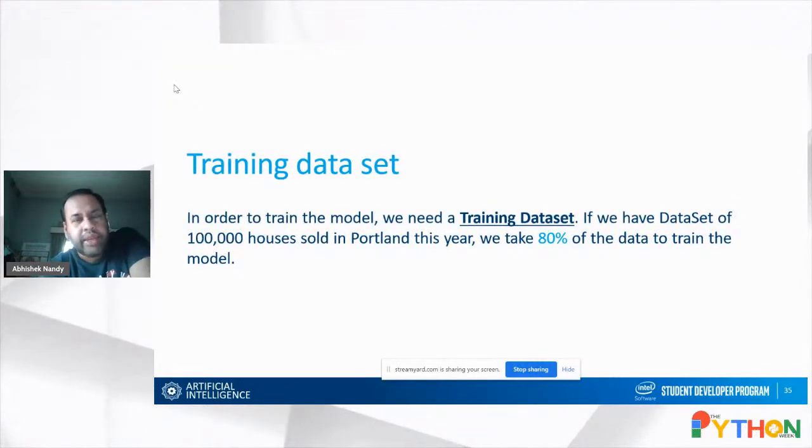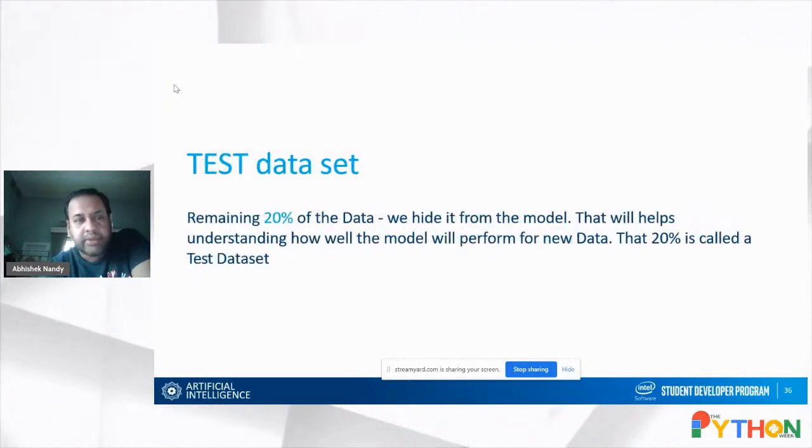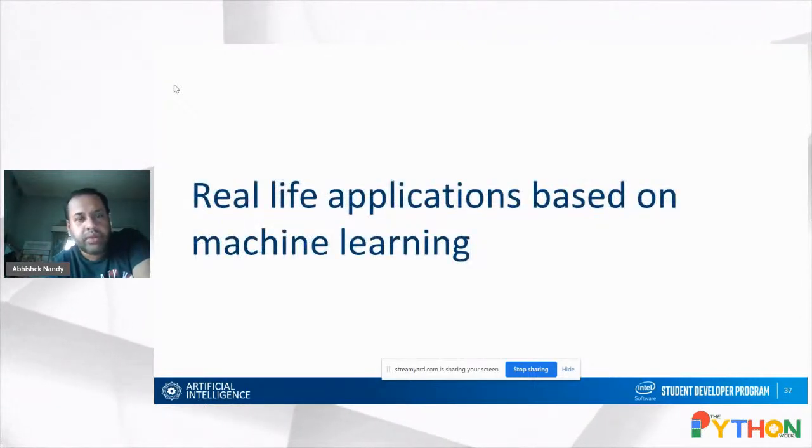So we take around 80% of the data that is available for us as the training data set and 20% as the test data set. Okay. So this is a rule that is being followed. We can also have a rule that has a ratio of 70 to 30. So, real life applications based on machine learning.